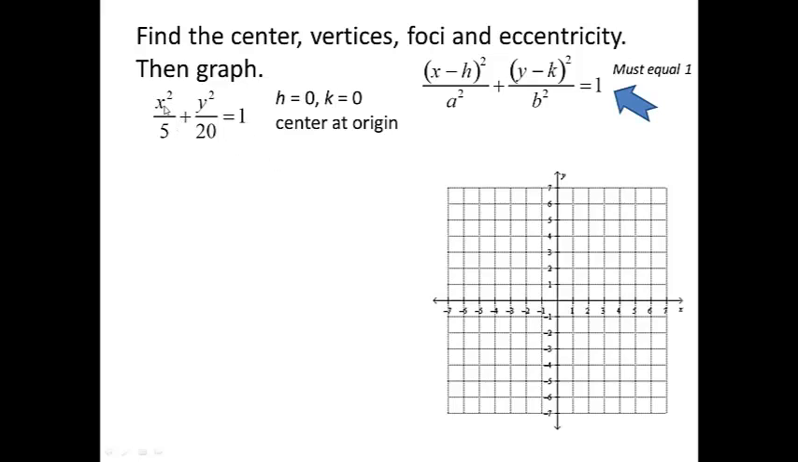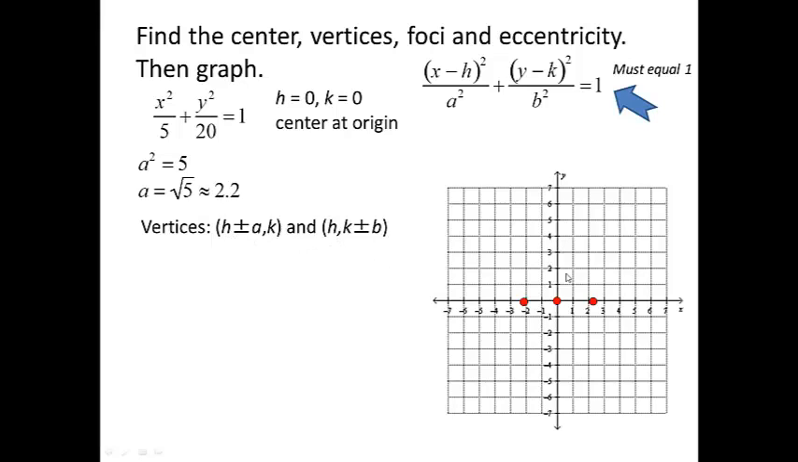So the center is going to be at 0, 0 because it's x minus 0, y minus 0. Okay? And then I know that my a is the square root of 5, which is approximately 2.2. And then b is the square root of 20. Oh, let's finish the horizontal vertices first.